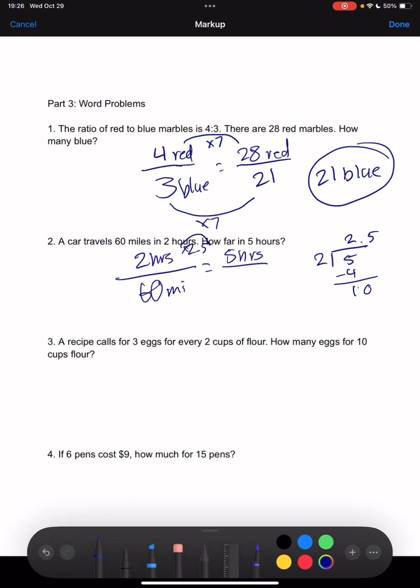And you have to do the same thing to 60. 60 times 2.5, 150 miles. So the car can travel 150 miles in 5 hours.